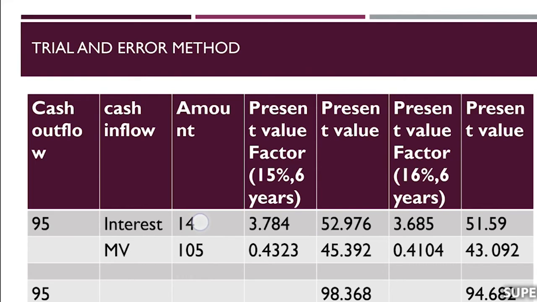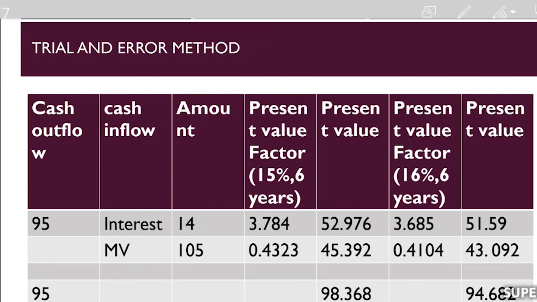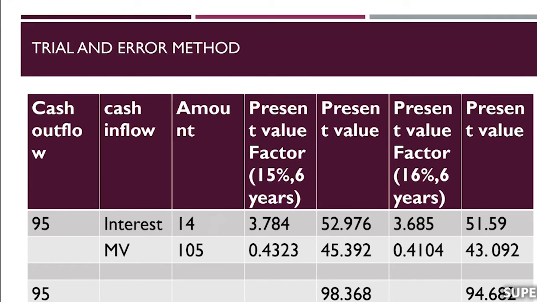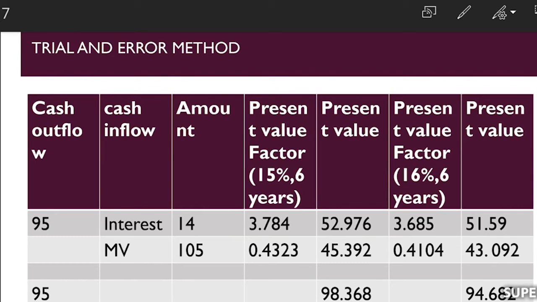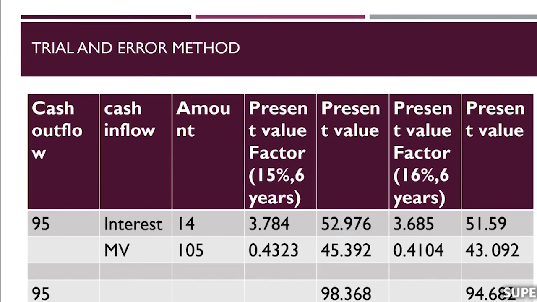So we have written cash inflows here. Interest and maturity value are the cash inflows, and the interest amount is 14 and maturity value is 105. And for calculating the present value of ₹14 at the rate of 15%, we are multiplying this 14 with 3.784, that is the present value factor annuity at 15% for 6 years. Then we'll get present value of ₹14 as 52.976. We are getting ₹14 each for 6 years. That's why the present value of the whole amount, 14 into 6, is written here as 52.976.